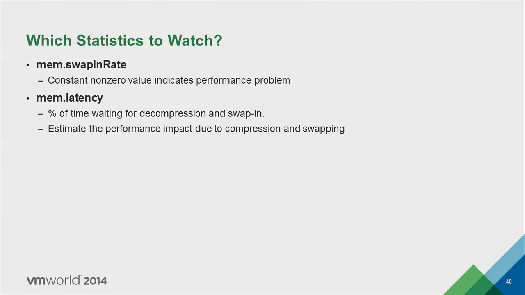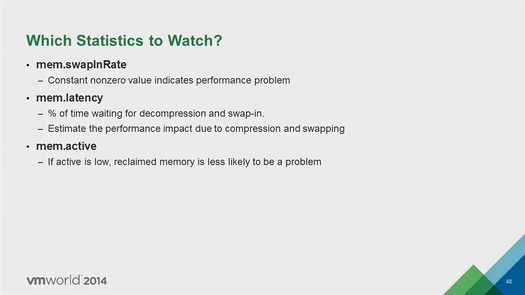The next counter is called latency, which shows the percentage of time the VM is waiting for decompression and swapping. This counter provides a good estimation of the performance impact due to memory compression and swapping, because if a VM spends, let's say, 10% of its time waiting for decompression and swapping, it is very likely that you will see more than 10% performance slowdown. The next counter is active. If your VM's active memory is really small, the memory reclaimed from this VM is less likely to be a problem.